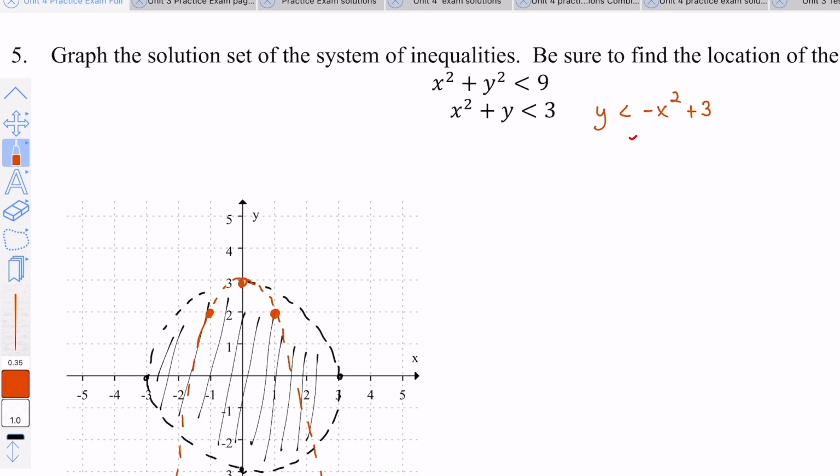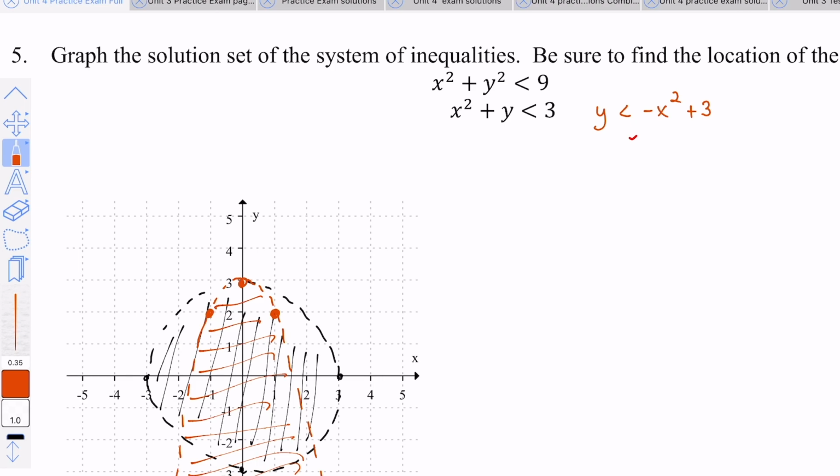And now we need to determine where to shade. So I'm going to use the same test point, 0, 0. If I let x equal 0, then here I've got 0 plus 3, which is 3. Over here I've got 0 for y. 0 is less than 3. That's a true statement. So that means my test point should be in the solution set for the parabola. So that's shading underneath the parabola.